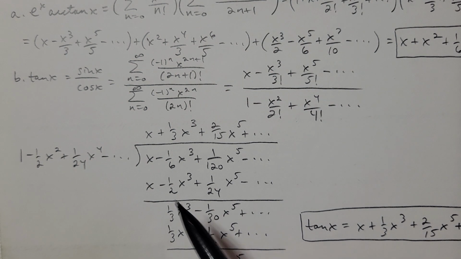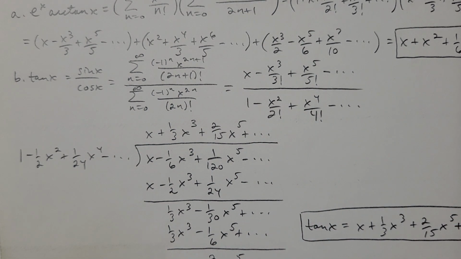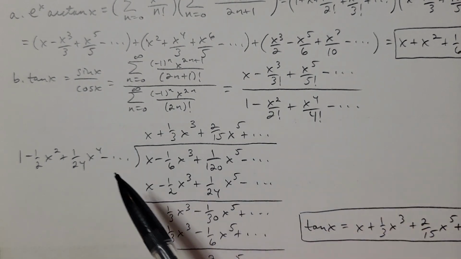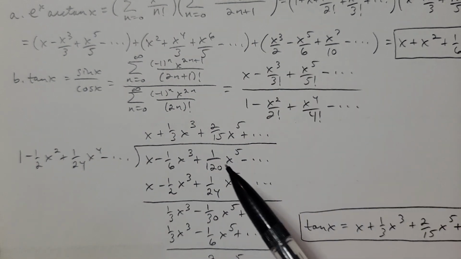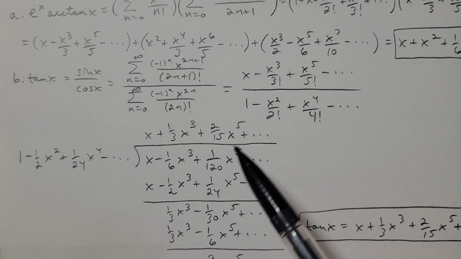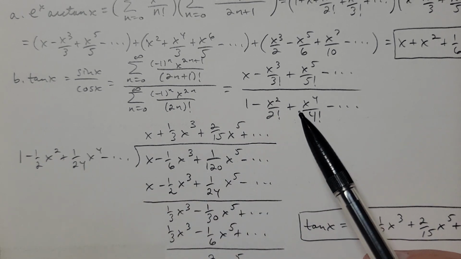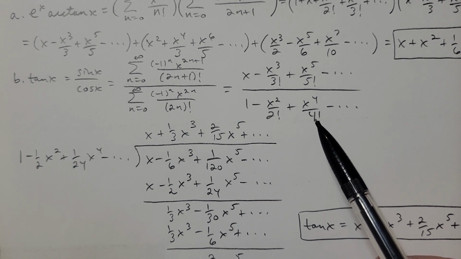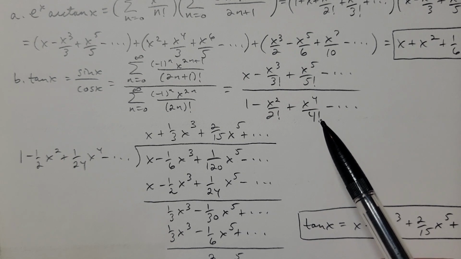Okay, now I'm dividing these two things. So just if I go back to regular division like I'd see in an algebra class, the expression that's in the denominator is going to go outside the division bar, and the expression in the numerator is going to go underneath the division bar. Okay, so I've got 1 minus x squared divided by 2 plus x to the 4th divided by 4 factorial. 4 factorial is the same as 4 times 3 times 2 times 1. That's the same as 24.